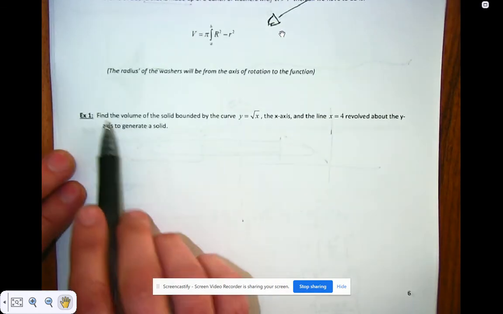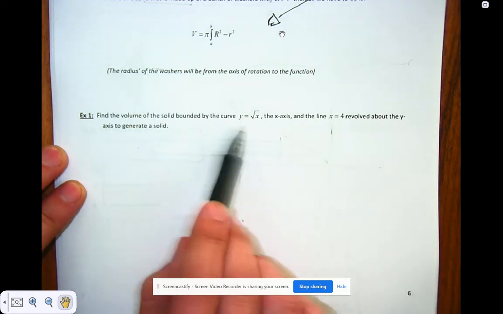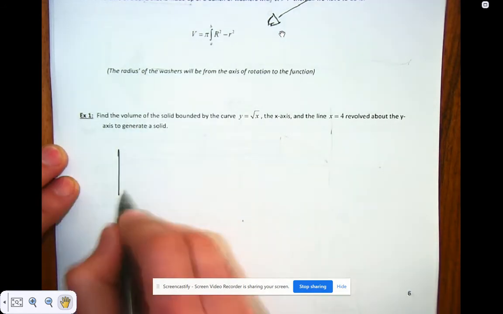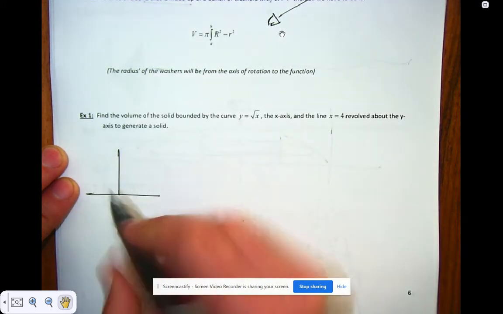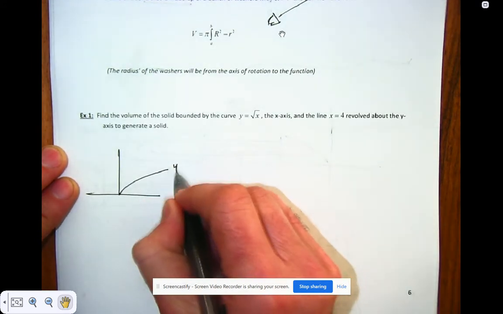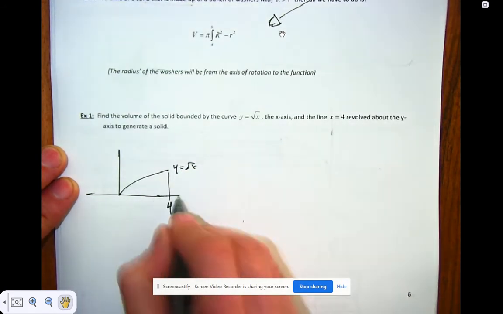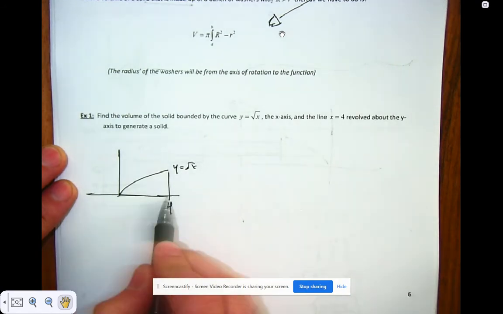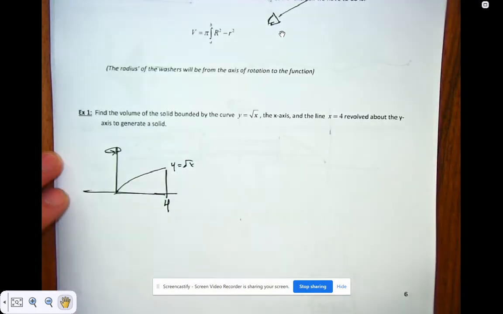So let's jump in. Find the volume of the solid bound by the square root of x, the x-axis, and the line x equals 4, but we're going to spin it around the y-axis. So we've got y equals root x, we've got the line x equals 4 right there, we've got the x-axis, and that's our region. And we're going to spin it around the y-axis.